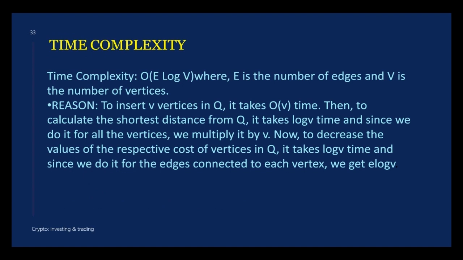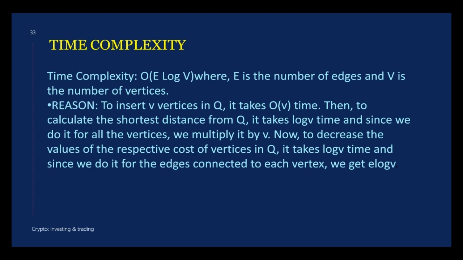Now, the time complexity is big O of E log V. Why? The reason is that we have to insert V vertices in the set Q. So it takes big O of V time. Next, we have to calculate the shortest distance, which node has the shortest path in Q, which takes log of V time. And since we have to do it for each vertex, we multiply it by V.